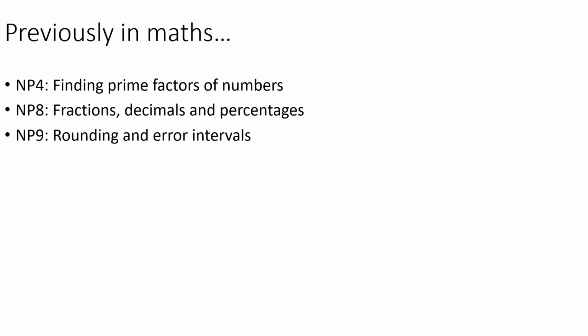But more importantly for this module, it's all about the error intervals. What would the smallest number possibly be so that it rounded to a particular number? What could the biggest this number could be and still get rounded to a particular number? And if you've got the smallest and the biggest, what is the distance between that smallest and biggest?